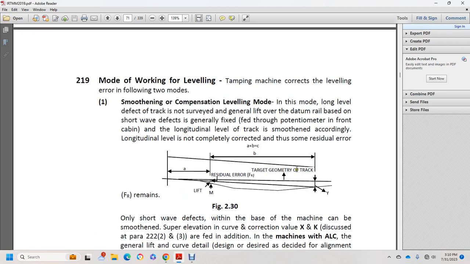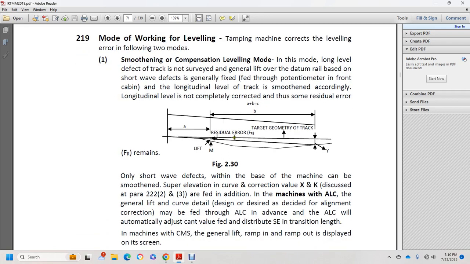Lifting residual error, target geometry track: A plus B equals C; B, A, B, C. Residual error and M. On shortwave defects, the base of the machine can be smoothed with the super elevation curve of the correction with the K and X, as discussed in paragraph 222, 2 and 3. Fed with addition of the machine with the automatic computers for the general lift of the curve, the detail of the design, the desire of the decide with the alignment of the correction.